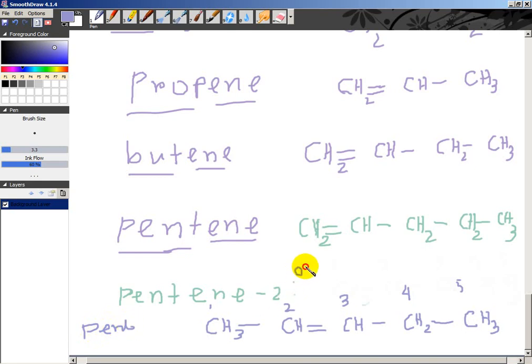Pent-2-ene or pentene-2, the same structural formula. Pent means five carbons in a chain, so 1, 2, 3, 4, 5 carbons in a chain. And 'ene' means alkene, a double bond, and this double bond position is 2. Pent-2-ene or pentene-2, this is the structural formula.